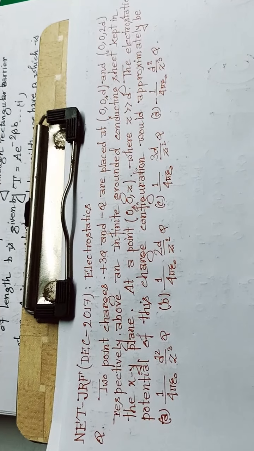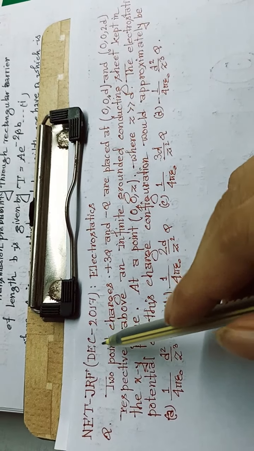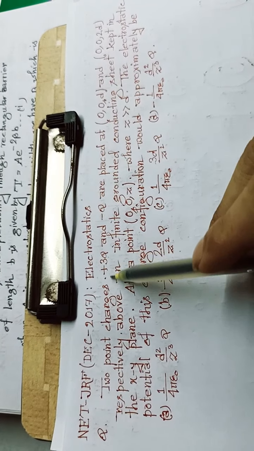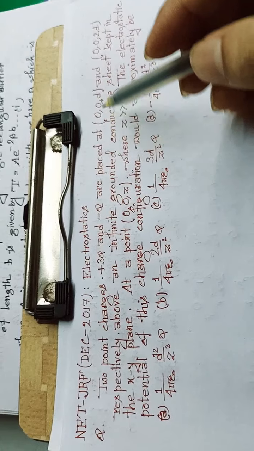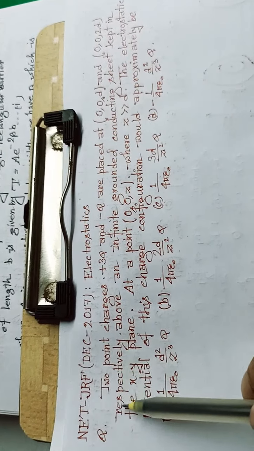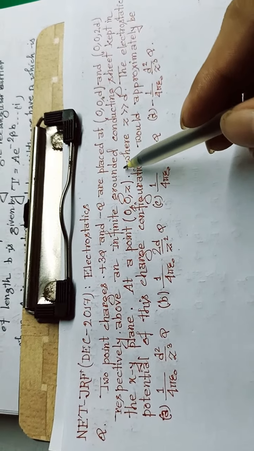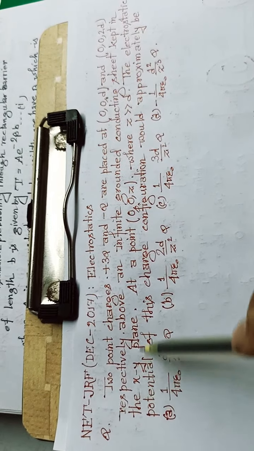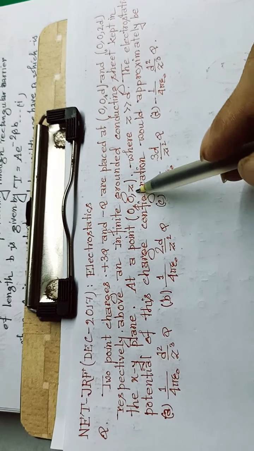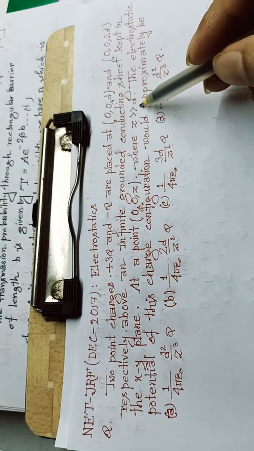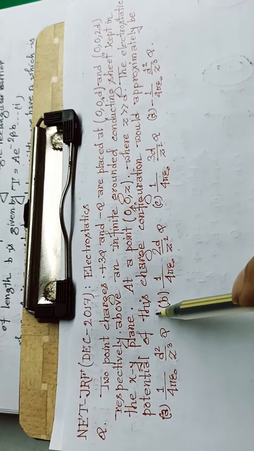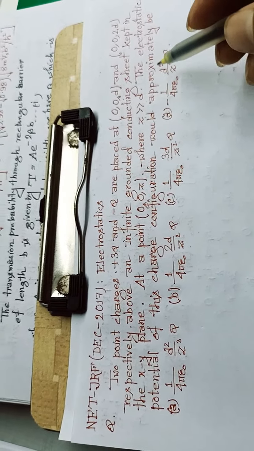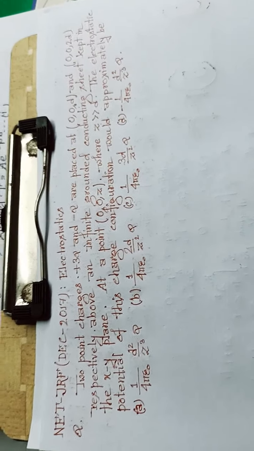Here is a question from NET JRF December 2017 from electrostatics. In this question, it is given that two point charges +3q and -q are placed at (0,0,d) and (0,0,2d) respectively above an infinite grounded conducting sheet kept in the xy plane. At a point (0,0,z), where z is greater than d, the electrostatic potential of this charge configuration would approximately be, and four options are given. So let's solve this question.